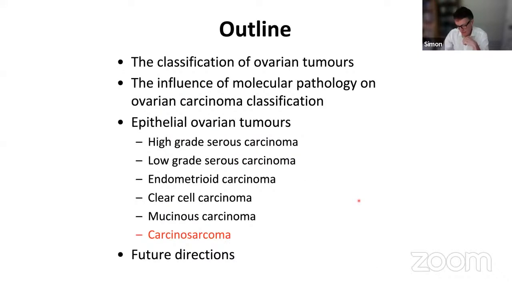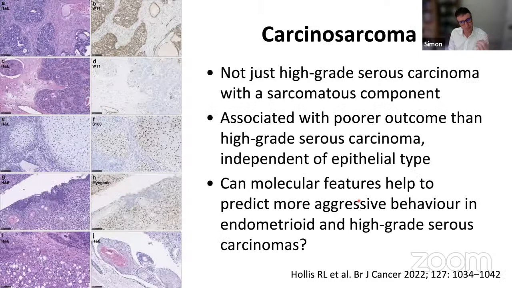Okay, so finally, I'll talk a little bit about carcinosarcoma. This is very much an orphan tumour. When you talk to the clinical people, they just consider it to be a highly aggressive form of high-grade serous carcinoma. That's the traditional view of this tumour, and for which therapy is limited. And of course, most of the literature is on uterine carcinosarcomas, which are much more common than ovarian carcinosarcomas.